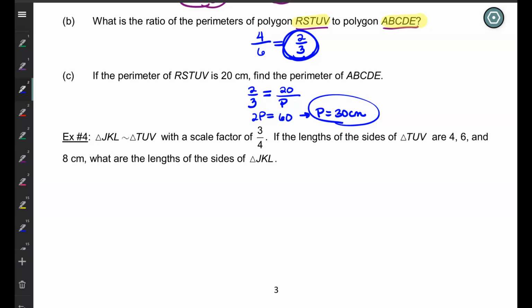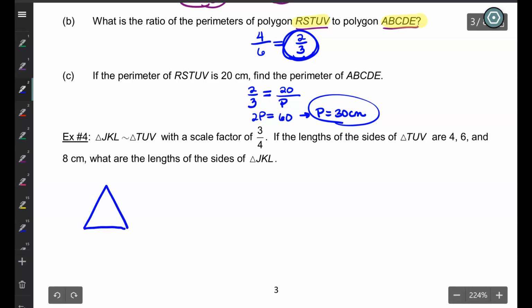Okay, last one here. Almost done. So we have two triangles that are similar to each other with a scale factor of 3 to 4. So we know the lengths of sides TUV are 4, 6, and 8. What are the lengths of the sides of JKL? So I'm just going to draw. You don't need to draw it, but sometimes it's good to visualize.